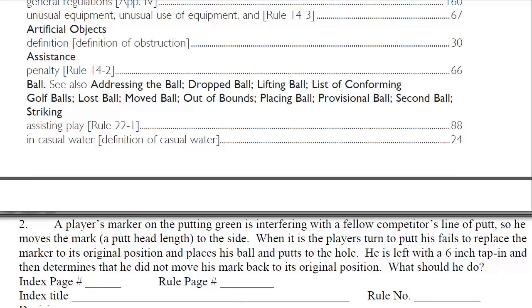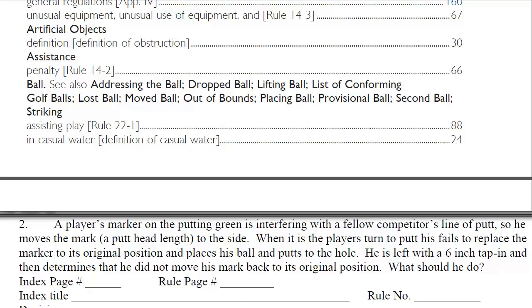Okay, question number 2. A player's marker on the putting green is interfering with a fellow competitor's line of putt. So he moves the mark a putter head length to the side. When it's the player's turn to putt, he fails to replace the marker to its original position and places his ball and putts to the hole. He's left with a 6-inch tap in and then determines that he did not move his mark back to its original position.